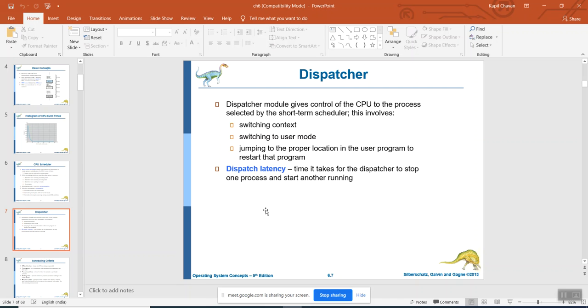Then what is meant by dispatch latency? The time it takes for the dispatcher to stop one process and start another process. Means we stop one process, then load all the context related data of that process, and then start it. The time required for all these steps is the dispatch latency. You need to remember the definition for this one, as it may be asked in your question papers.